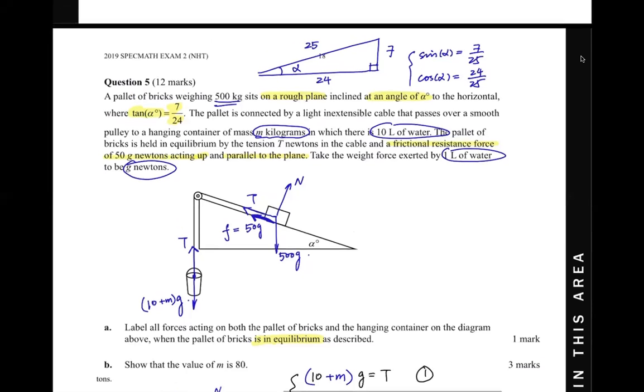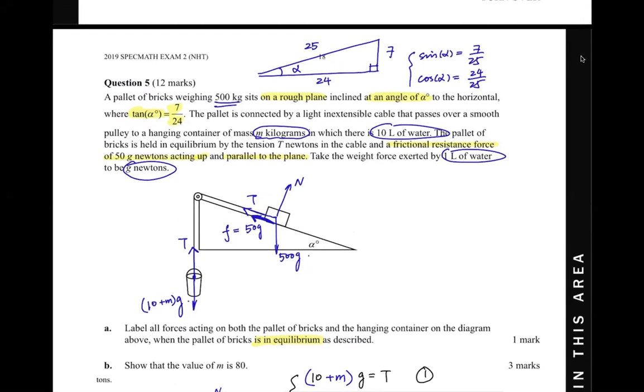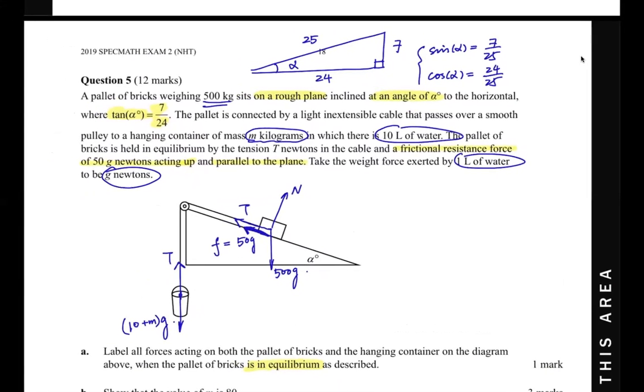Right. In the process of recording question 5, my screen was frozen, unfortunately. So I prefer to do it again. Let's quickly look at question 5 and what information has been given.